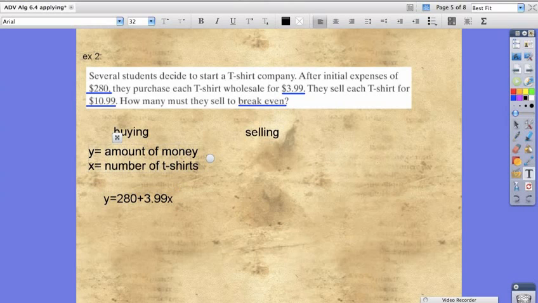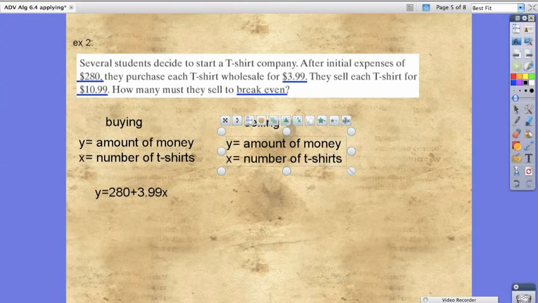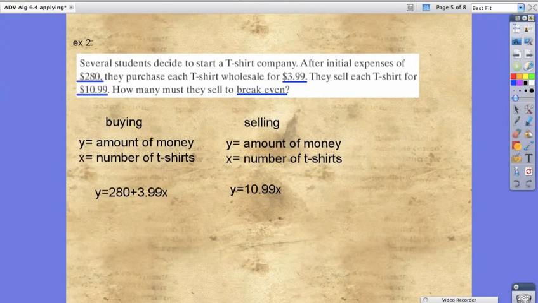In terms of selling, we can use the same variables. I'm going to say y equals, since they sell each t-shirt for $10.99, 10.99x, because we don't know how many shirts we sold. And those would be our two equations.